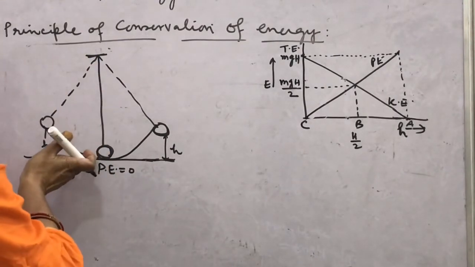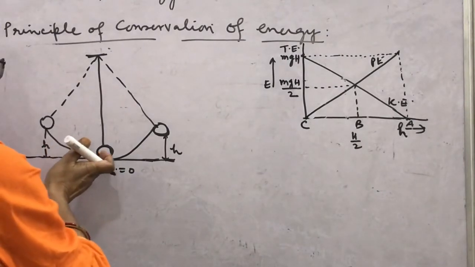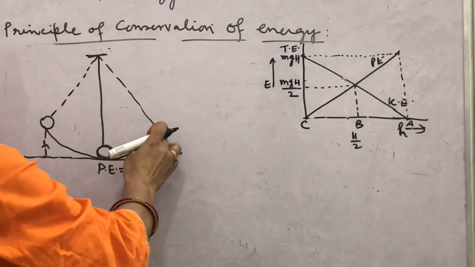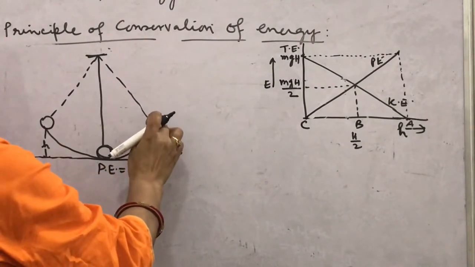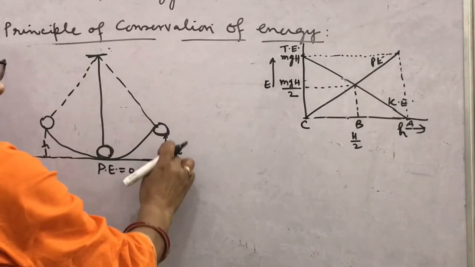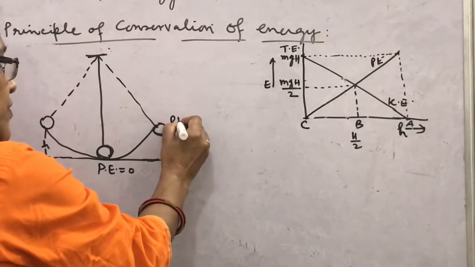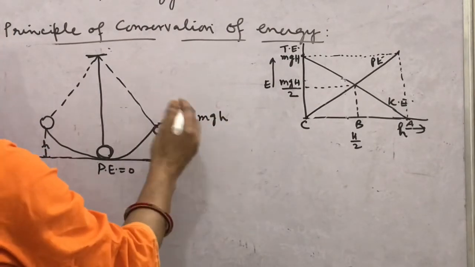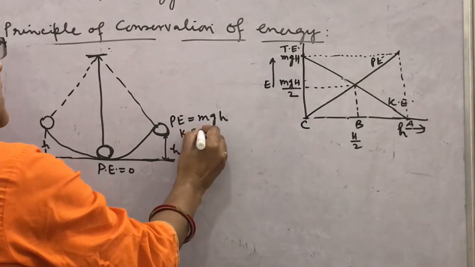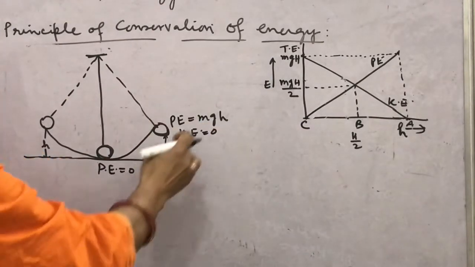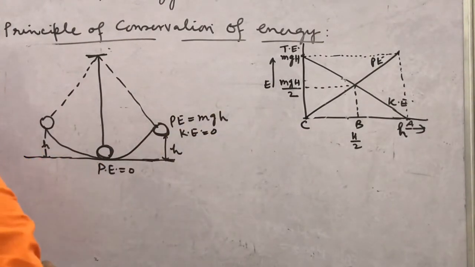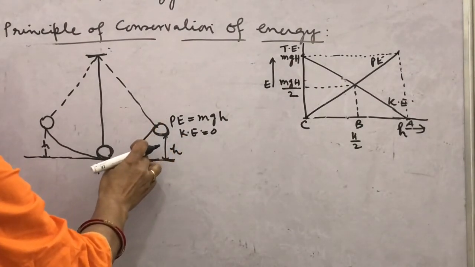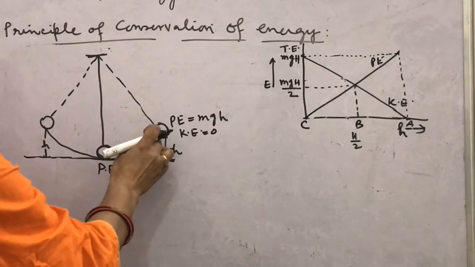Whenever from the mean position the pendulum is displaced, then it attains a certain height where it stops. Then at the position of rest, it has a certain height, so which energy will it have? Potential energy. How much? mgh. Since it is at rest, which energy will it not have? Kinetic energy. How much? 0. Then what is the sum? mgh plus 0.